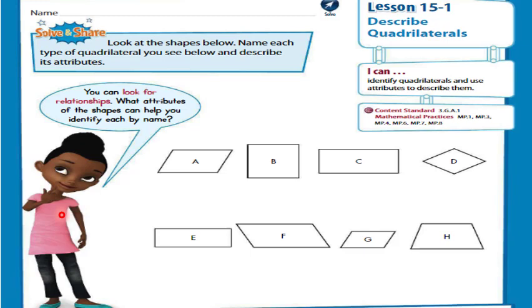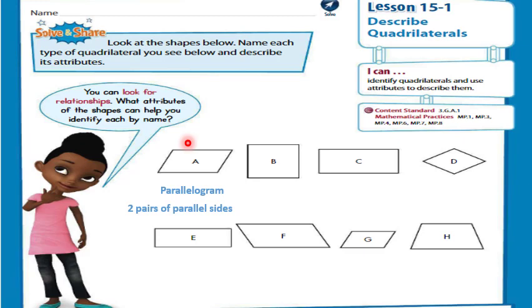For example, if we look at the shape A, quickly tell me what is the name of this shape? How many pairs of parallel sides does it have? Excellent, two pairs. So what is its name? What is the name of this shape? Very good. It's parallelogram. And now we will write the attributes. So it has two pairs of parallel sides as we discussed right now.